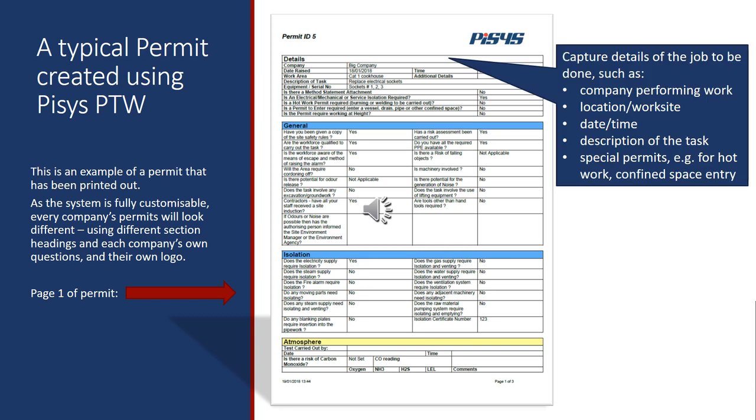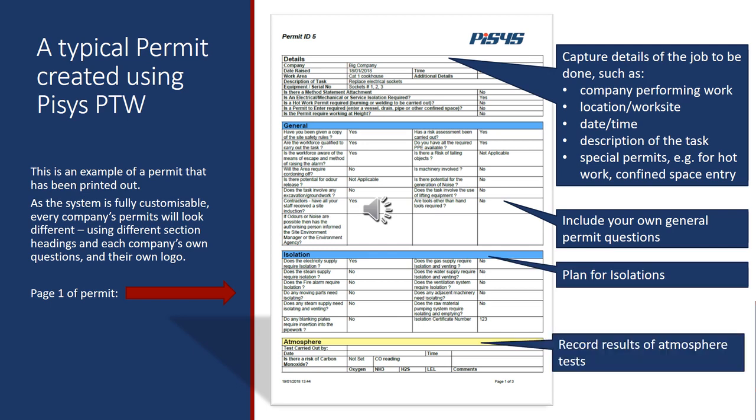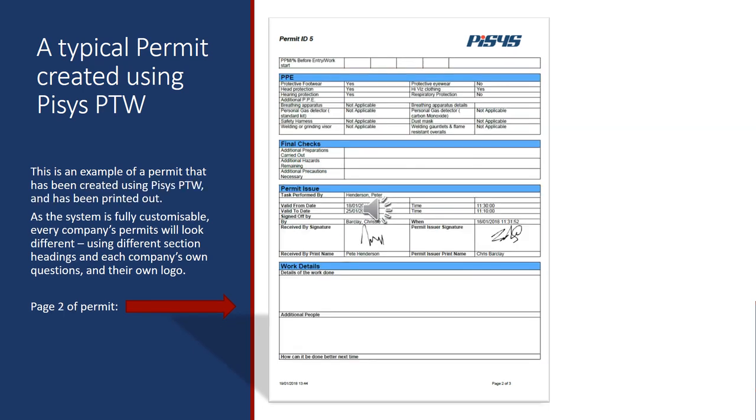Capture details of the job to be done, such as the company performing the work, the location or work site, the date and time of the job, a description of the task, and whether any special permits are included, for example, for hot work or confined space entry. Include your own general permit questions, plan for isolations, and include results of atmosphere tests. Now this is page 2 of the permit.